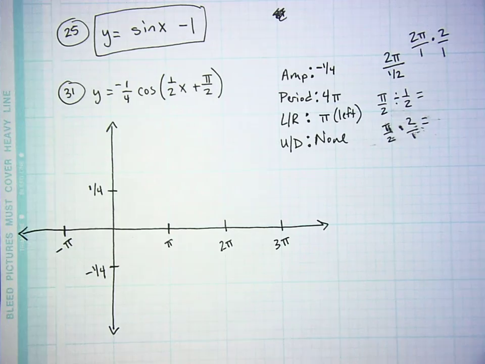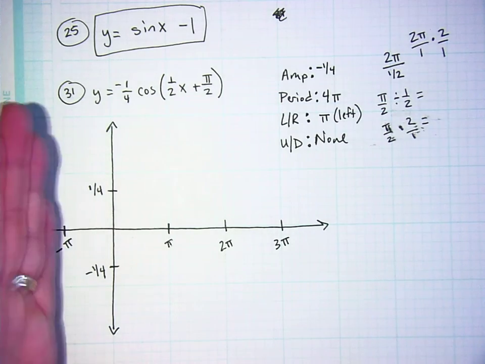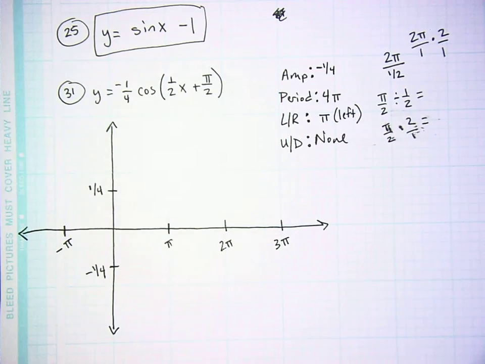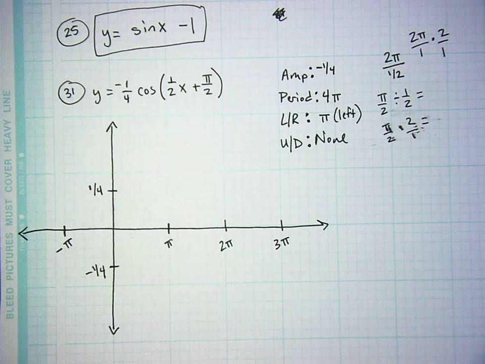Can you see the 4 tallies there? It starts at negative 1 pi and it goes a distance of 4 pi. Everybody okay with this? All right, now where should my first point be? Where is cosine usually? Does cosine usually start at 0 or 1? Starts at 1. Cosine starts at 1, sine starts at 0.